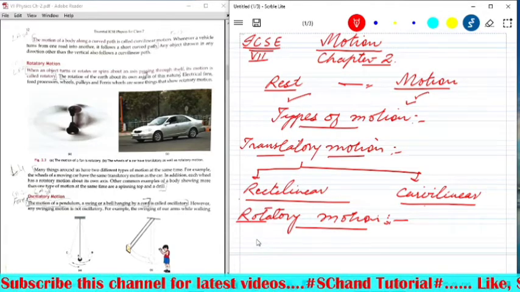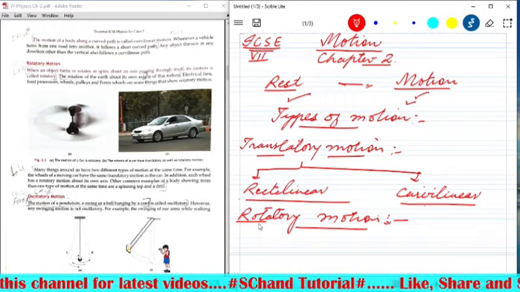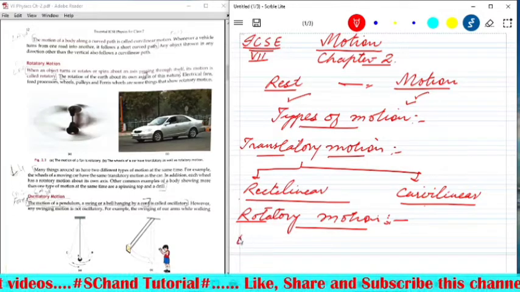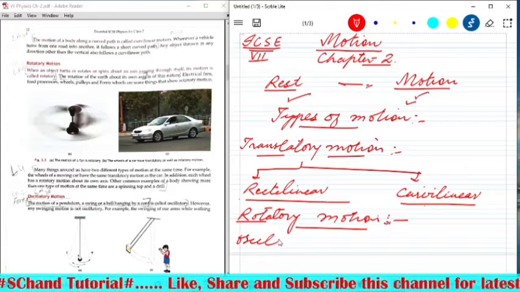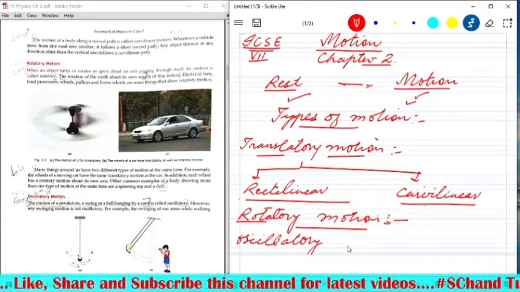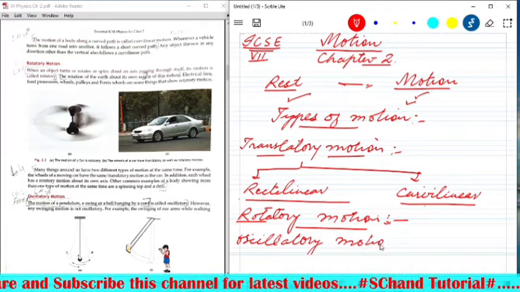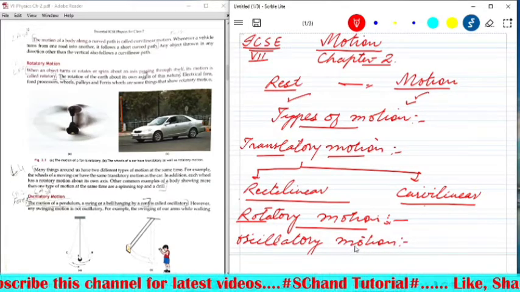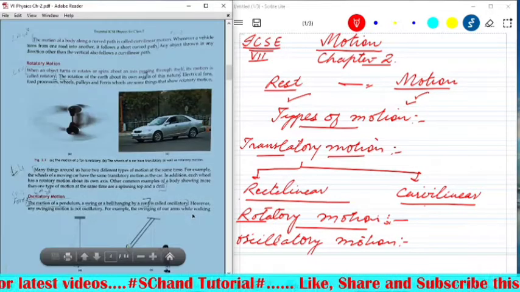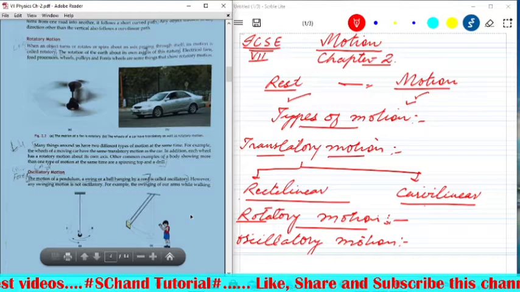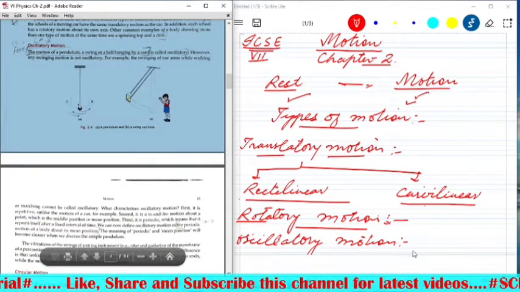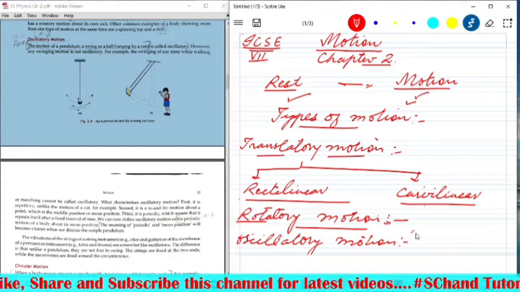Then we have spinning tops, drills, machines. They all have rotatory motion. Then we have the oscillatory motion. What is the oscillatory motion? The to and fro motion of the body along a fixed point is said to be the oscillatory motion.